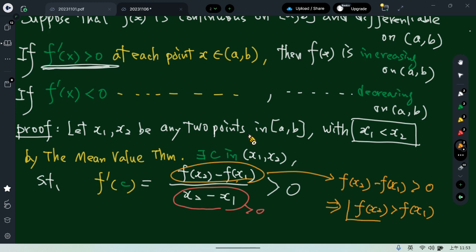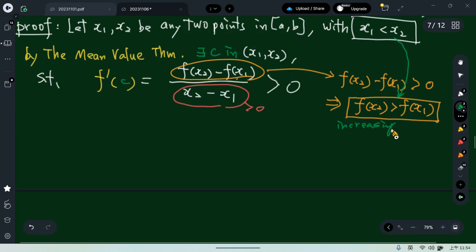So please notice here: if S2 is larger than S1, we have f of S2 larger than f of S1. It is increasing, right? The larger the input, the larger the function value. So from here to here, we can call it increasing.